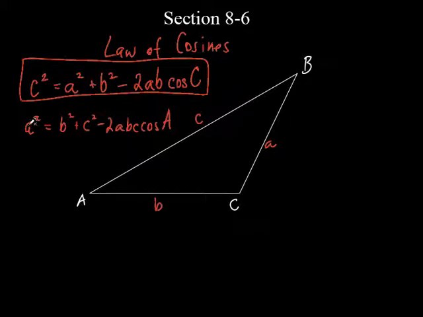Do you understand that? This thing that's by itself, sitting out here by itself, is the side that's opposite the angle that you're taking the cosine of. They do this 3 different ways. They do one for C squared, one for A squared, and then, of course, one for B squared. I don't see any reason to do that.